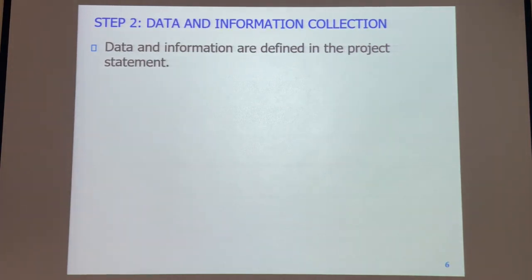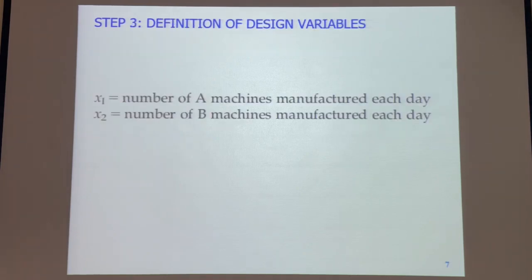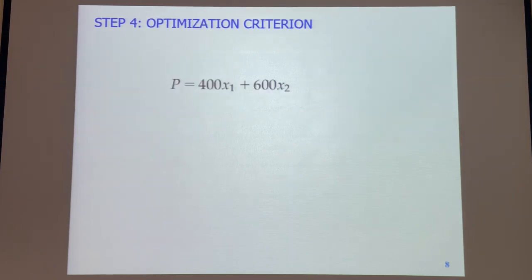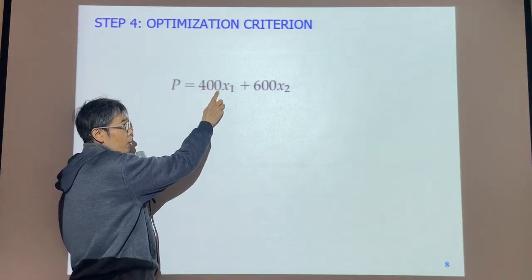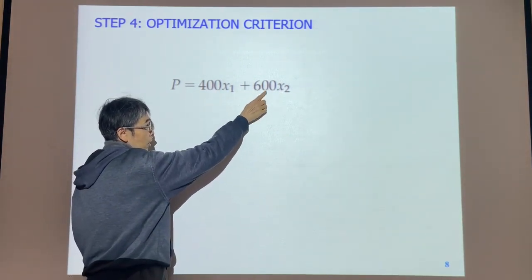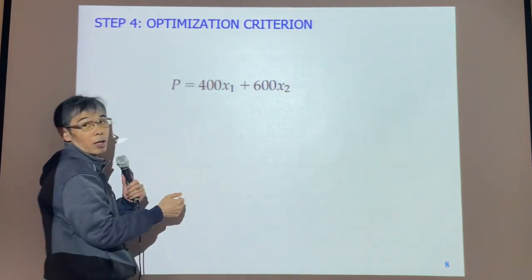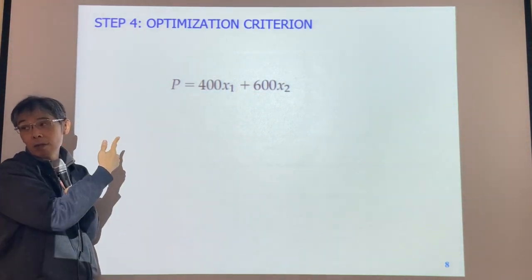Okay, now how to formulate it. Before we do that, step 2 is get information. We collect the data information. But almost everything is defined already. Design variables: machine A, machine B, the numbers X1, X2, manufactured each day. Then the objective function: the profit for A machine, each one we can make a profit of $400. For B machine, each one we can make $600. So this is the money we can make. We want to maximize this amount.